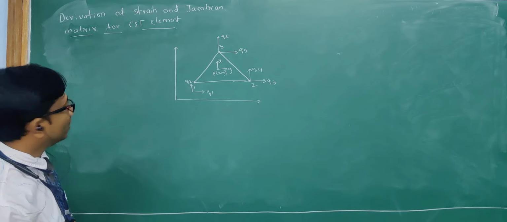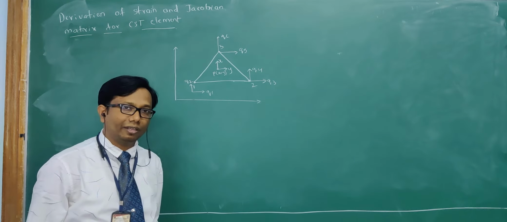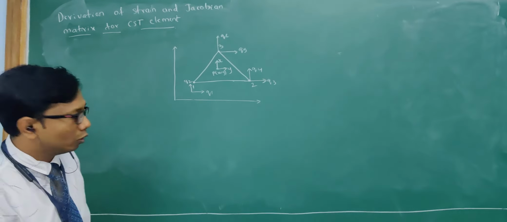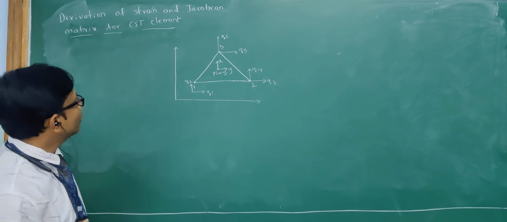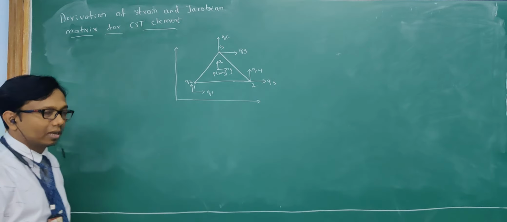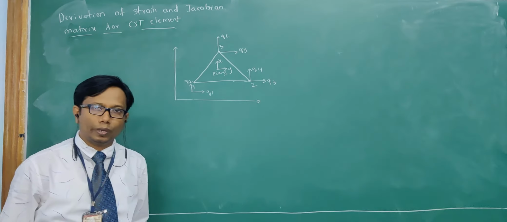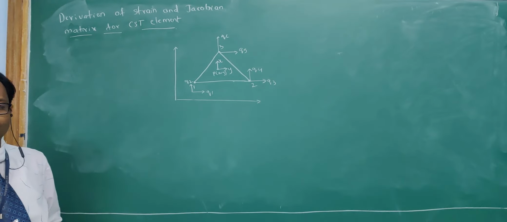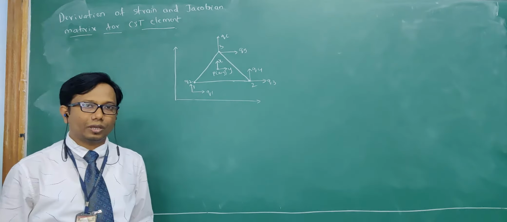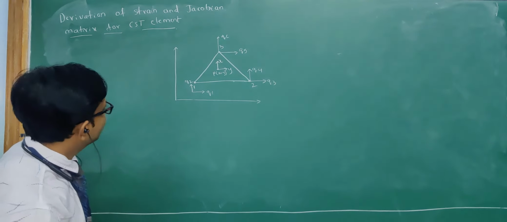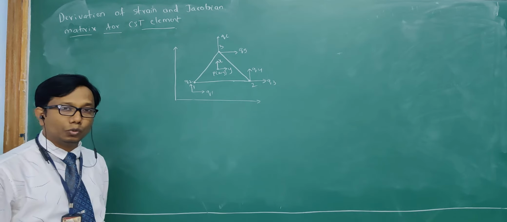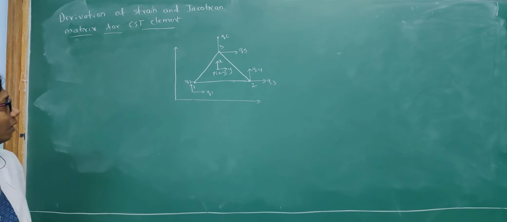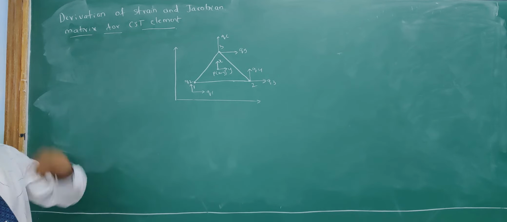In this particular session, we will be deriving the strain displacement matrix, and also we see what is called a Jacobian matrix for a CST element. In the previous classes, we have studied the load vectors like body force and traction force for the CST element. Now we will be seeing how to determine the strain displacement matrix, which can later be used to determine the stiffness matrix for the CST element, that is the constant strain triangle.